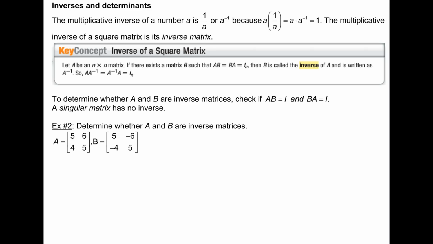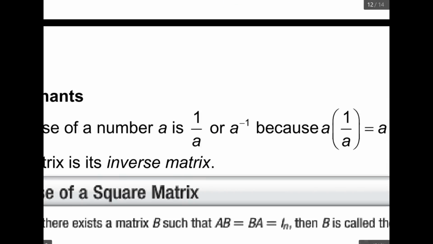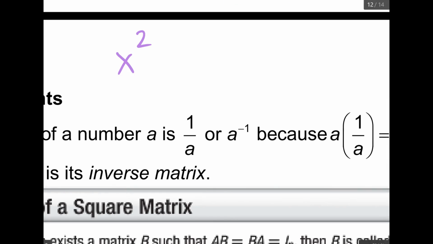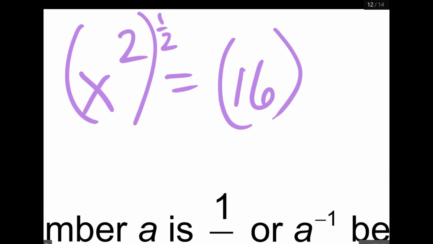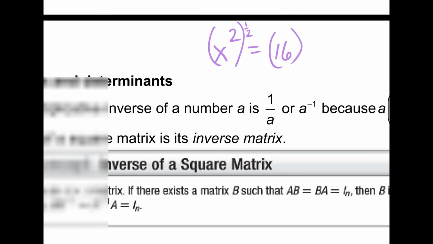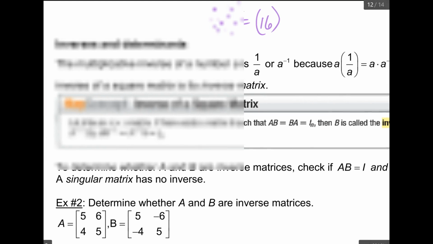Inverse and determinants. The multiplicative inverse of a number A is 1 over A, or A to the negative 1. If I had x squared equals, say, 16, how do you get rid of a square? Square root, which is the same thing as putting it to the 1/2 power. You're doing the inverse operation. Instead of squaring it, you're taking the square root. Inverse is literally the total opposite.